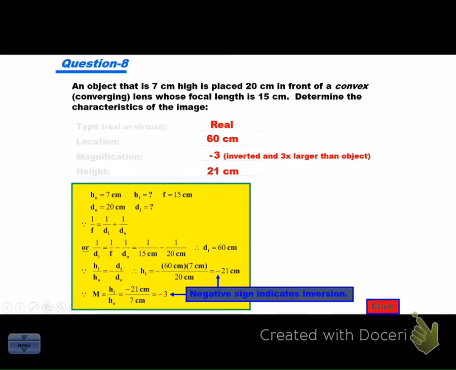All right, so characteristics, type: it is a real image. We have a converging lens. We know it from the math of this because our DI came out to be positive. That means it has passed through the lens.